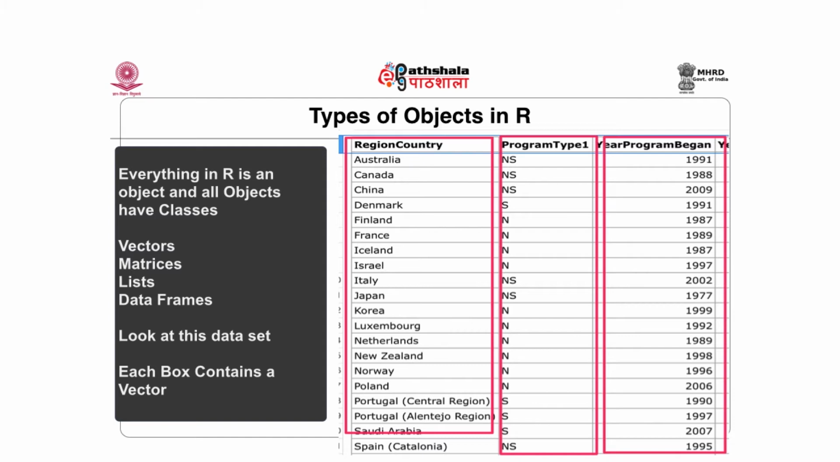Compared with vectors, there are matrices, and matrices are 2-dimensional arrays of vectors. And then we have lists and data frames. These are special classes of objects. So each of these examples is a vector in this particular case. You can certainly name other vectors in the course of your data analysis.